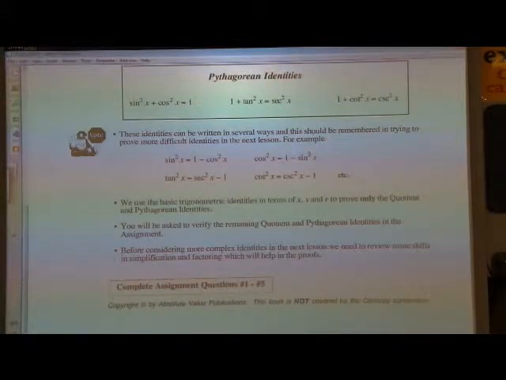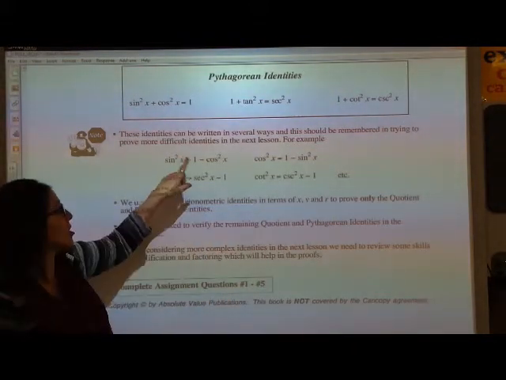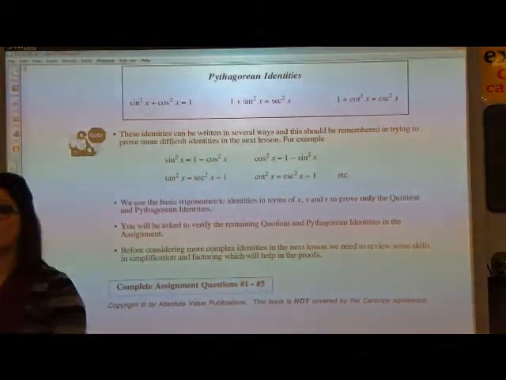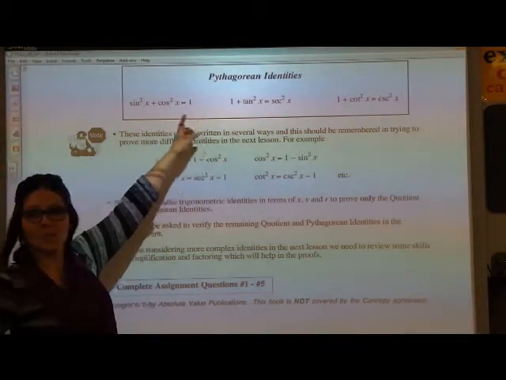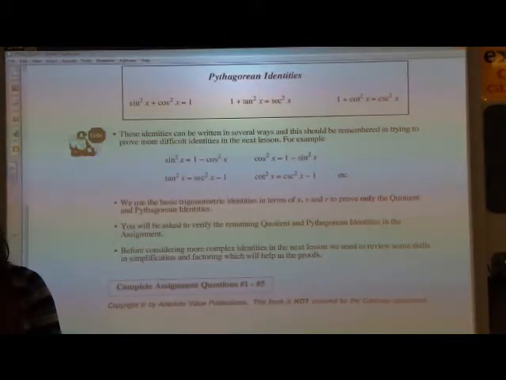You're going to use basic trig identities to prove only the quotient and the Pythagorean identities. So we're only going to use the x, y, and r to prove what's just above here. Everything else, we're going to use these things to help prove the other identities.